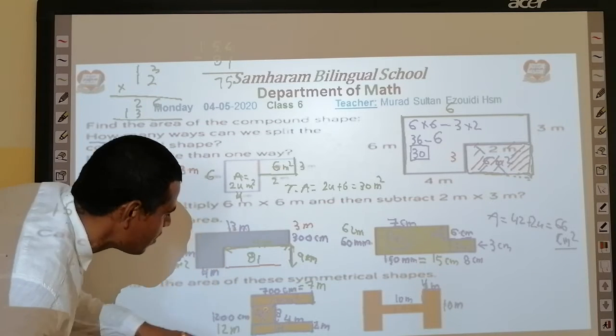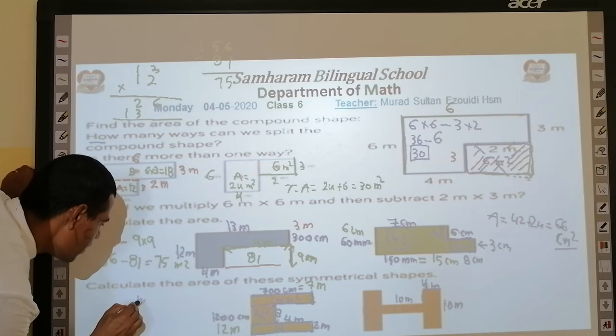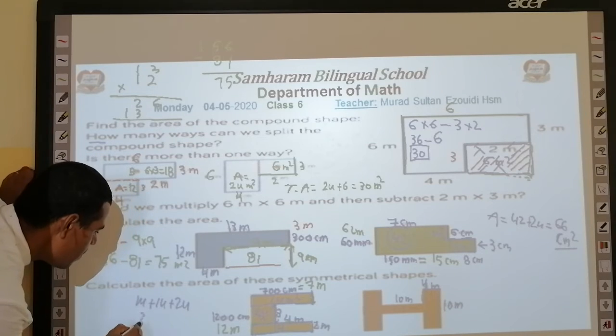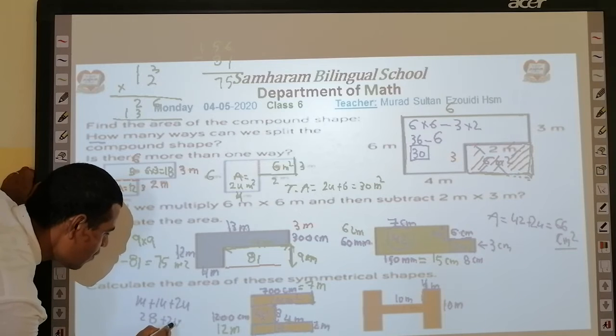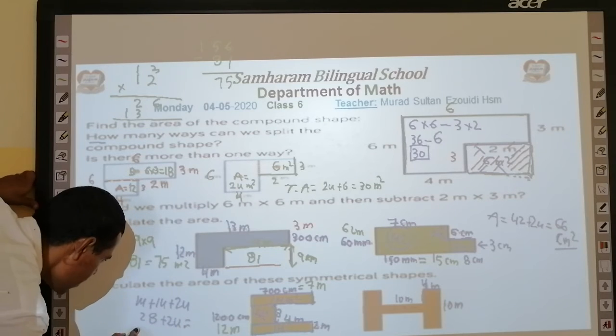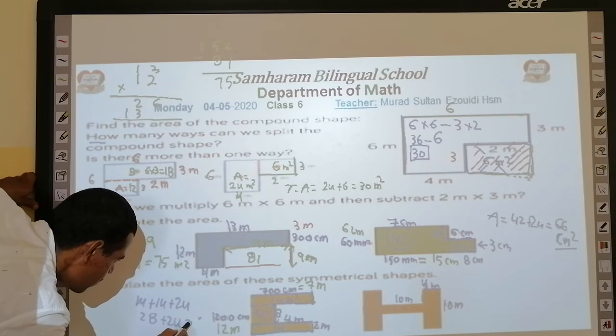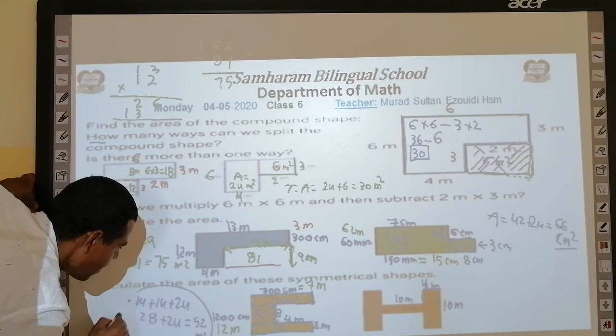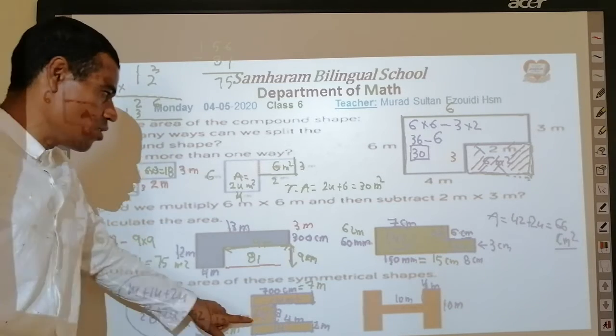24. So the total area is what? It is 14 plus 14 plus 24. It will be 28 plus 24, which gives my learners 52. It gives 52 meters square. This is the area of this symmetrical shape.